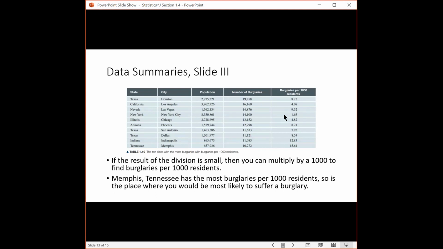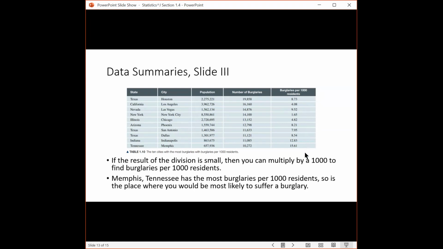The one additional thing that we've done is that we've multiplied by 1,000. So instead of finding the burglaries per capita, per person, we're finding the burglaries per 1,000 people. Okay, so why would you do that? Well, if the result is really small, then you multiply by 1,000 to adjust for that. So if not for that, this would be 0.008, 0.004, 0.009. They'd be really tiny numbers, and so it's just easier to do the comparison if we multiply by 1,000 and find the number of burglaries per 1,000 residents as opposed to the number of burglaries per person.